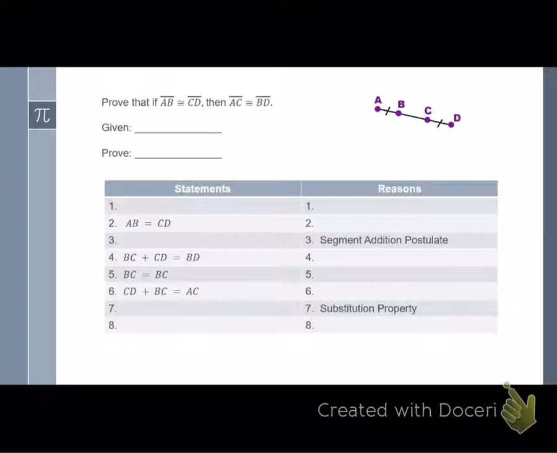All right, then. It says prove that if AB is congruent to CD, then AC is congruent to BD. So what is our given information in this case? What do you guys think the given is here? Logan, what's the given information here? AB is congruent to CD. Good, and then what are we trying to prove, Logan? That AC is congruent to BD.